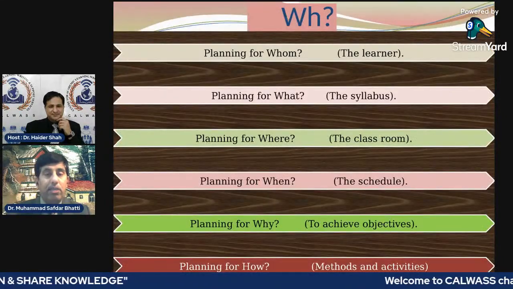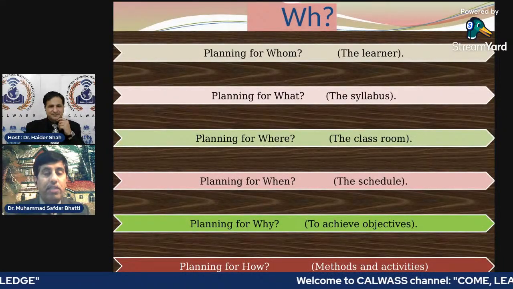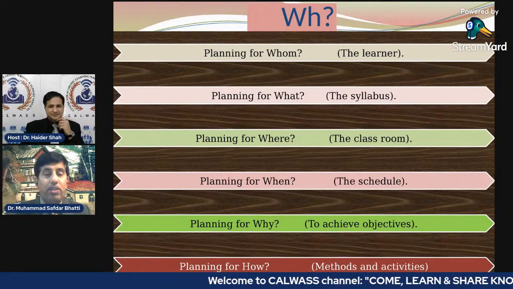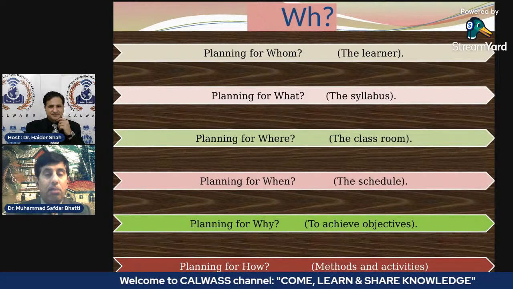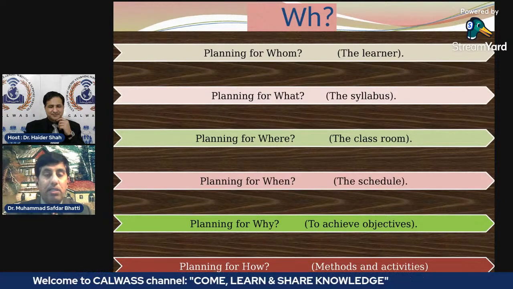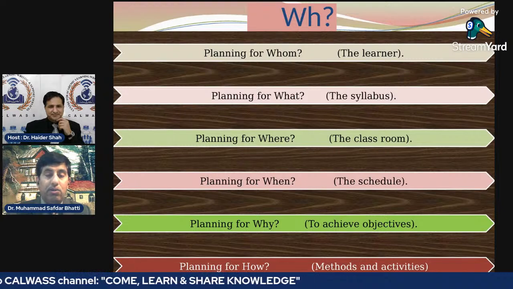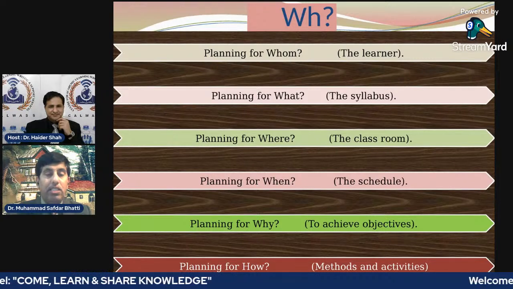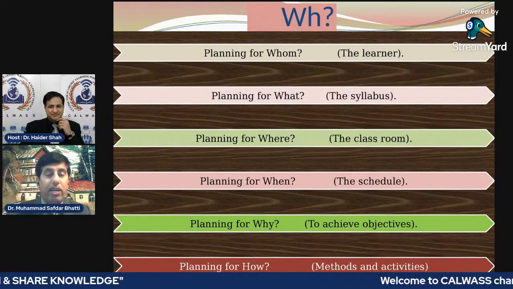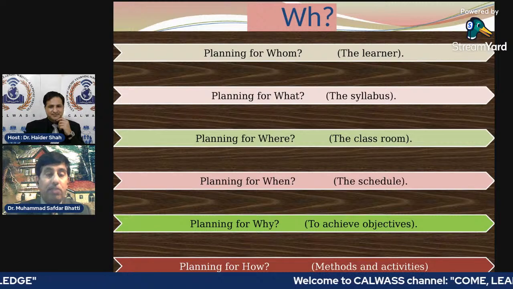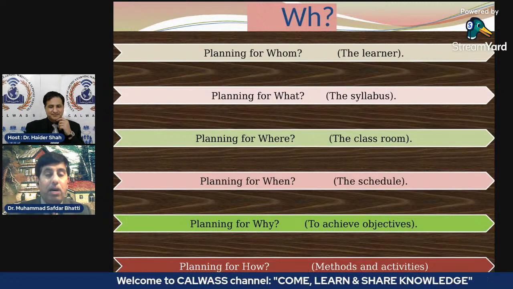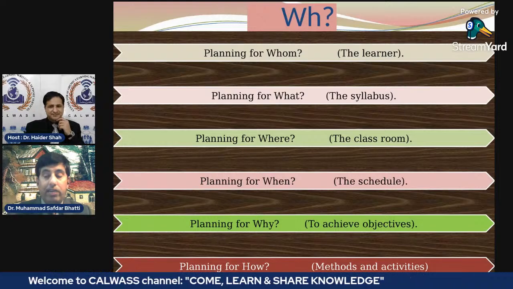And what the WH questions are: first is planning for whom, definitely the learners. Planning for what, the syllabus. Planning for where, the classroom. Planning for when, the schedule. Planning for why, to achieve the objectives, which I have already told you must be very SMART ones. And planning for how, the methods and the activities.